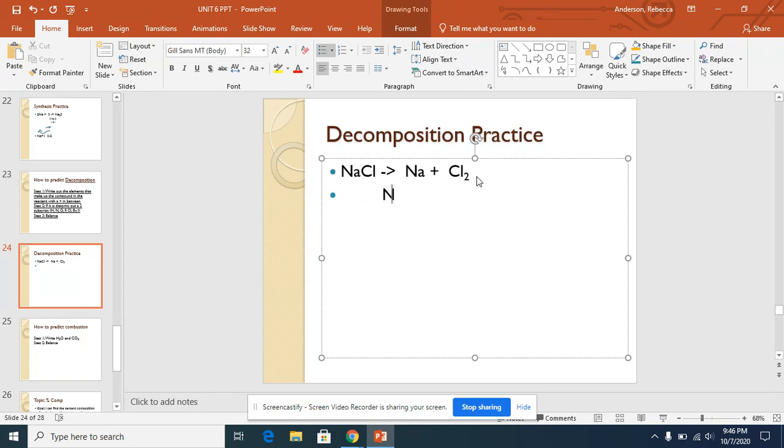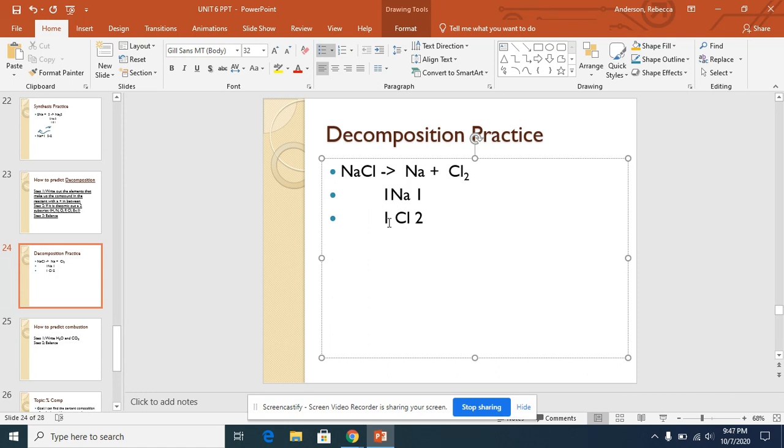And then we need to balance Na and Cl. So on this side we have one Na. On this side we only have one Na. On this side we have one Cl. On this side we have two Cls. So our Nas are balanced, so let's look at the Cl.